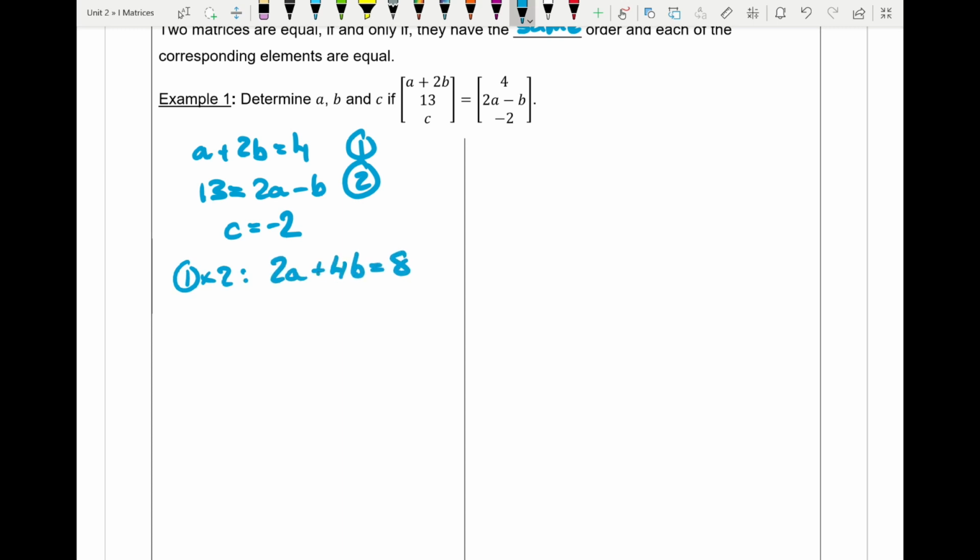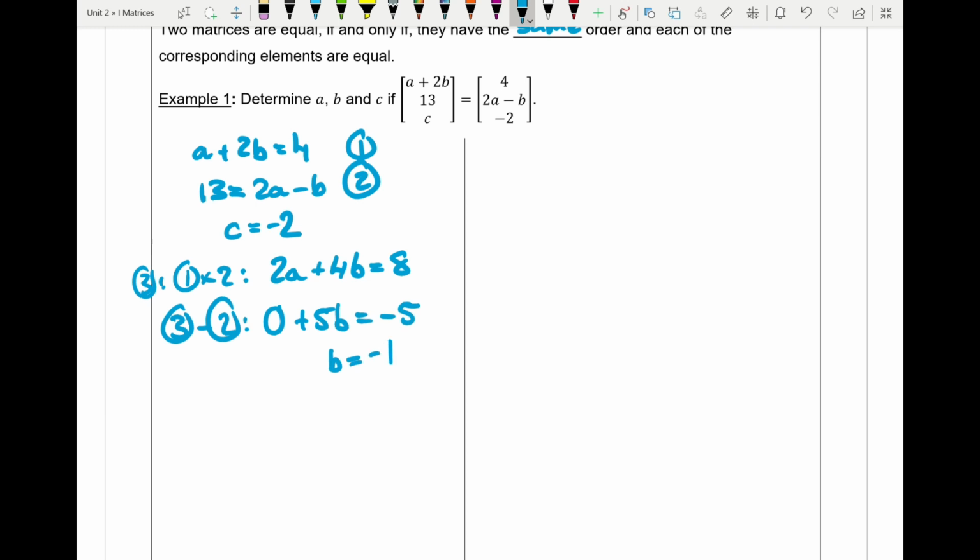Okay, so now that we have 2a in both of our equations, we can subtract them from each other, and that means that we will no longer have that a term. We'd just be working with b. So if this is equation 3, we'll do equation 3 take equation 2. So that gives us 2a take 2a is 0. We also get 4b take negative b, which is 5b. And then we get 8 take 13, which is negative 5. So we can see from that b is equal to negative 1.